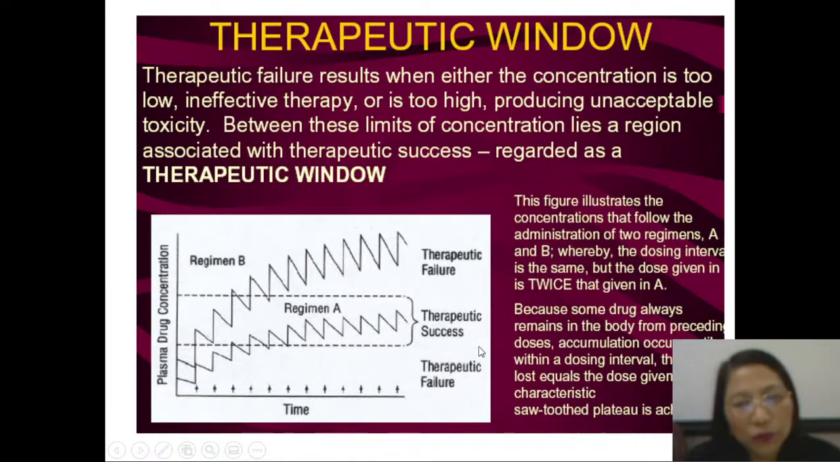And so to obtain the therapeutic success of many drugs, you may need to do therapeutic drug monitoring, because we want the levels to lie in this margin between the subtherapeutic level and the toxic effect.